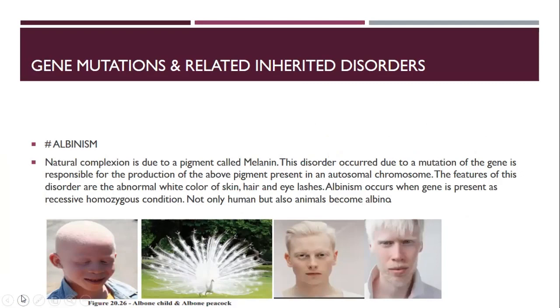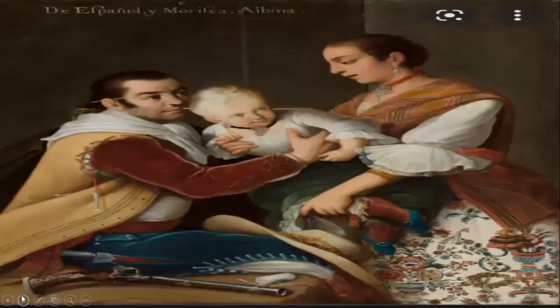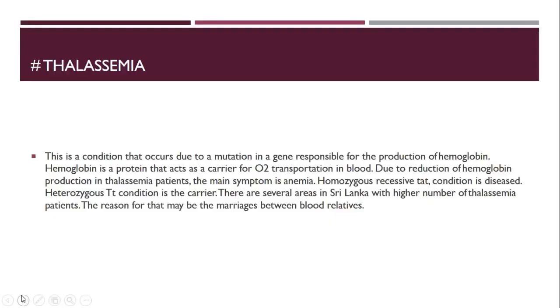Not only humans, but animals also become albino. We can see here an albino peacock, as well as albino squirrels and many other animals. This is an ancient picture of an albino child with her parents. Thalassemia.